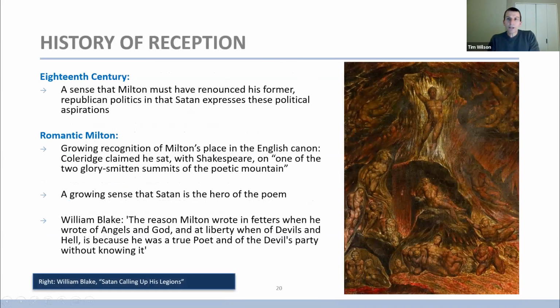So I want to talk a bit about, I've alluded to it already, some of the different ways in which this poem's been interpreted. It's going to help guide us on the critical paths that we need to go down. And the main lens I'm going to take here in terms of the critical reception is the Satan question.